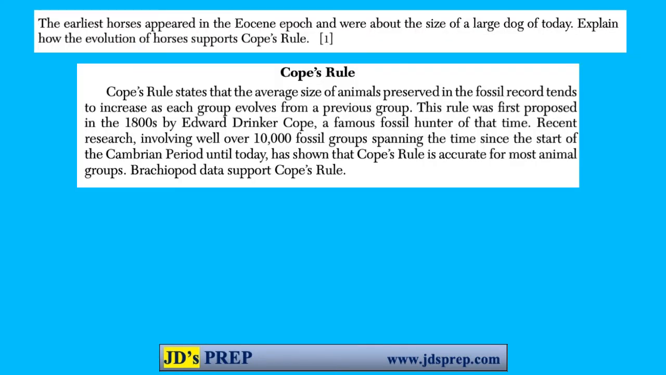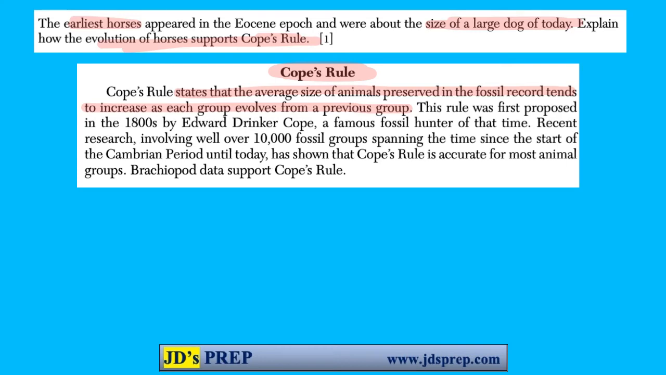And lastly, we're asked a question to do with horse evolution. The earliest horses were about the size of a large dog of today. How does the evolution of horses support Cope's rule? I'm going to go through Cope's rule in more detail, which states that the average size of animals preserved in the fossil record tends to increase as each group evolves from a previous group. So, again, the average size of animals tends to increase as that group evolves from a previous group.